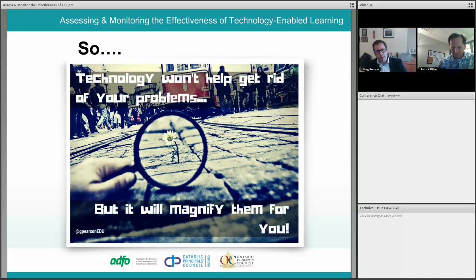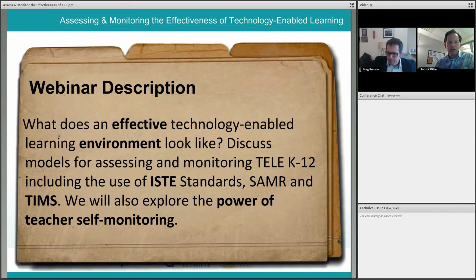What it's really going to do is magnify them. So we have to make sure we take a look at what's happening in our schools to make sure that's effective. Here you go, Pat. Thanks, Greg. So this is the description right out of the guide, which basically outlines what we're going to talk about for the rest of the day.